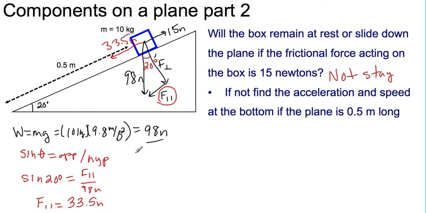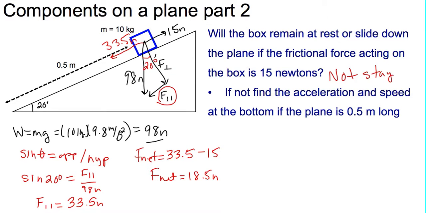So the question now is, what is the net force? If we simply find the net force, we take the forces one way minus the other, as long as they're in opposite directions. So we have 33.5 minus 15 newtons, and we end up with a net force equal to 18.5 newtons. So we know that's how much force is pulling that down the actual plane.